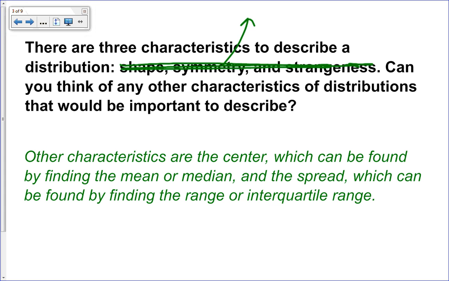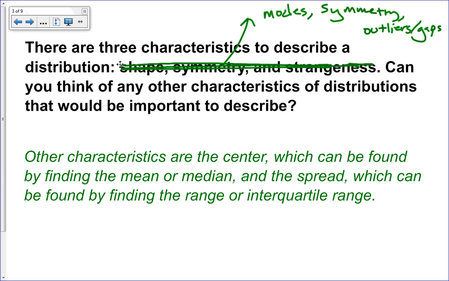Am I still recording? Okay, so we'll call it modes, symmetry, and outliers.